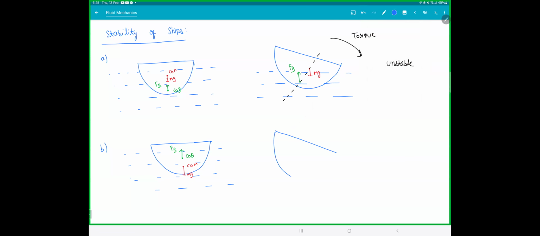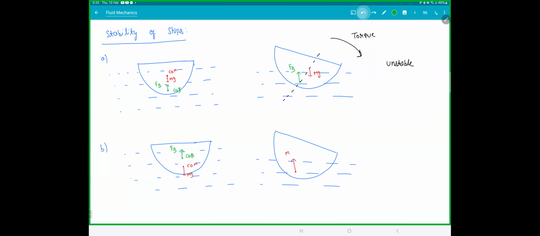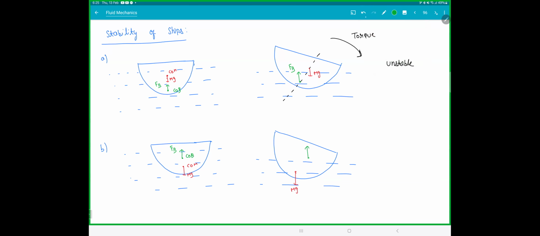But in this case, if the ship tilts towards the right, mg is here. The buoyant force is here. Now what will happen to the torque? The torque will be this way, right? Now you tell me, what kind of equilibrium is this? This is a stable equilibrium, right? If I push you to the right, you'll rotate to the left. If I push to the left, you'll rotate to the right. This is a stable equilibrium.